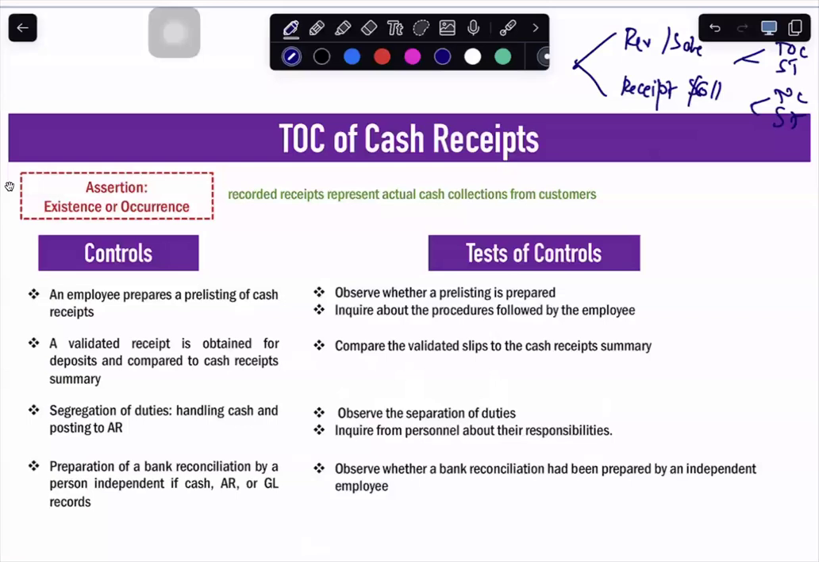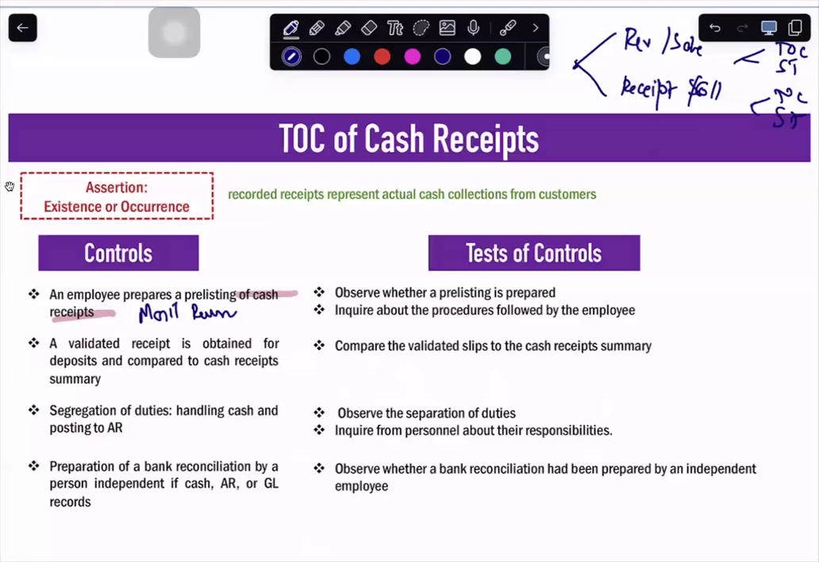So for your cash receipts, the first assertion is existence or occurrence. So here we look into the recorded receipts, which represent actual cash collections from customers. So let's look into the controls in place. First, an employee prepares a pre-listing of cash receipts. Again, who prepares the pre-listing of your cash receipts? We said the mail room. Okay, earlier we said it is the mail room who prepares the cash receipts.